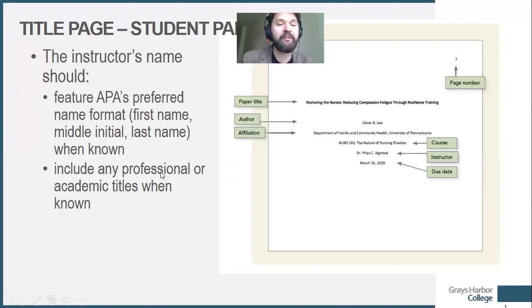You're going to include any professional or academic titles when known. That's fine. And this is just a student paper rule. In general, in APA, there's a lot of times where we are referring to people by their names in the in-text citations. We do it in the references page. Nowhere else in a document do you provide someone's professional or academic title. This is what we were just talking about on the last page. If you have a PhD or BA or AA or whatever, none of that is going to appear. This is the only place in APA where it might appear.